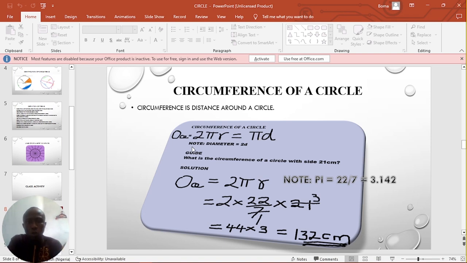Don't forget, note that diameter is equal to 2 times radius. Yes, not 2d, that's an error. So diameter is 2r, not 2d. Two times the radius gives you one diameter. Yes, twice the radius gives you one diameter.